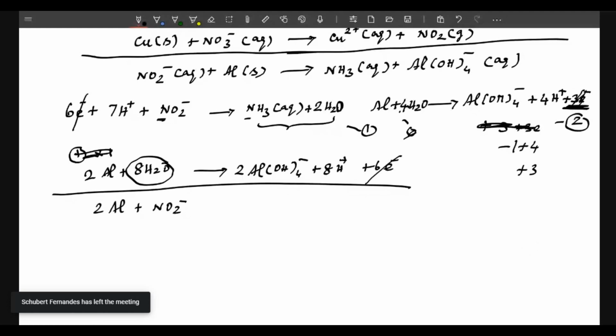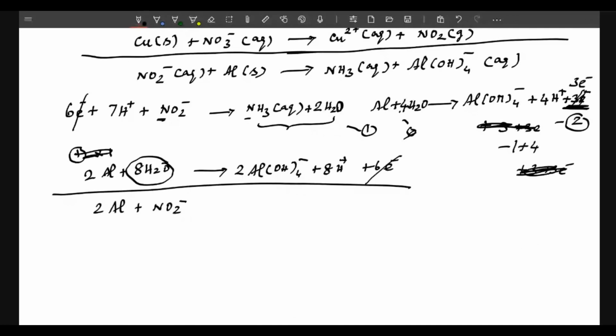You should balance the charges by adding the appropriate number of electrons to the appropriate side. Plus 3 should be made into 0. Therefore, you are adding 3 electrons, 3 minus. Therefore, I have added 3 electrons.